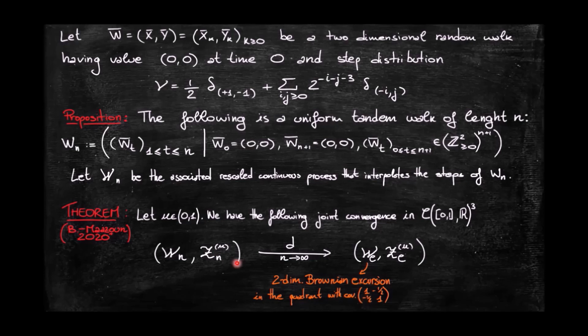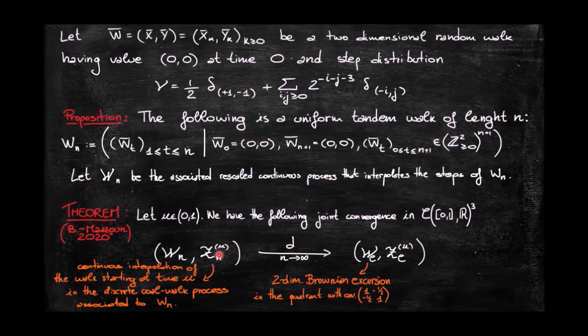Our contribution is the following additional result: if we consider the pair given by the walk and the walk starting at u in the discrete Coalescent-Walk process driven by this walk, then this pair converges to the two-dimensional Brownian excursion and the relative solution of the differential equation that we saw before, when driven by this Brownian excursion.